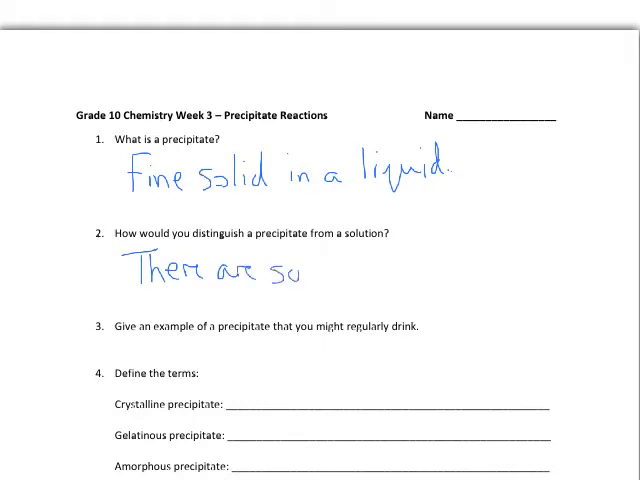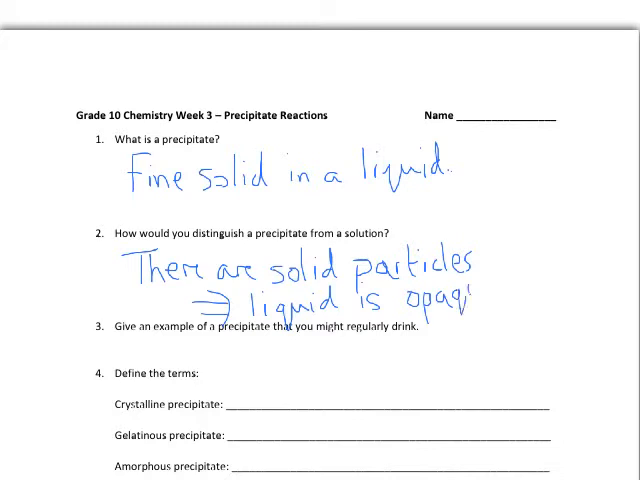Solid particles, which implies the liquid is opaque. Remember, opaque is the opposite of transparent. It's not see-through. Opaque is spelled O-P-A-Q-U-E. So, an example of one would be, for instance, milk. You can't see through milk, but you can see through cordial. So cordial is a solution, but milk is a precipitate.